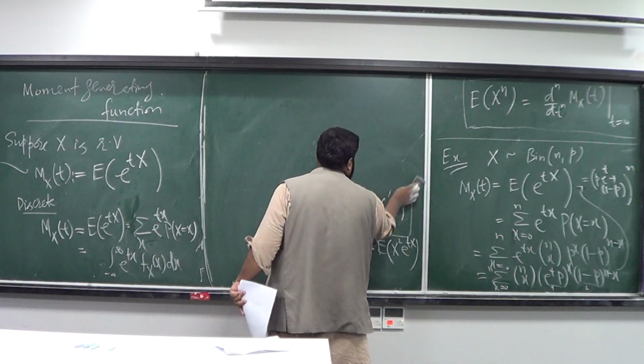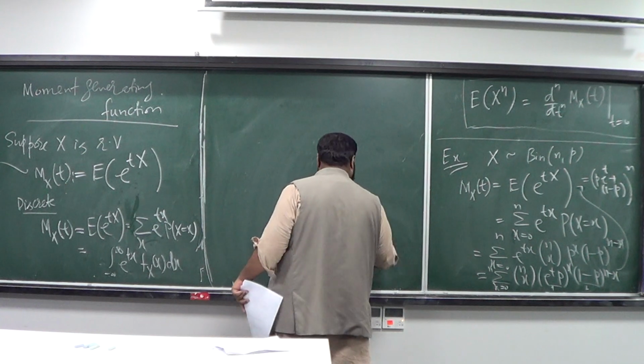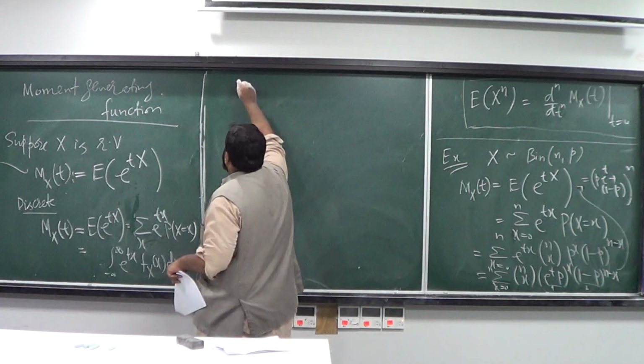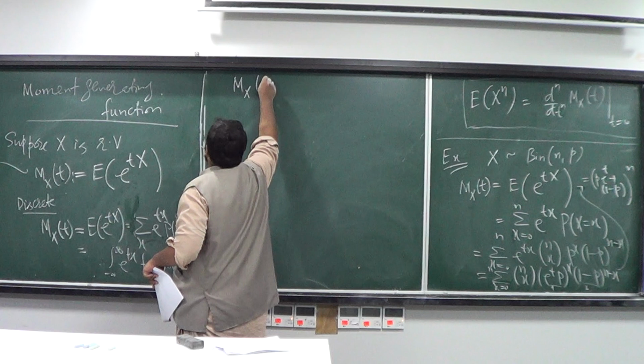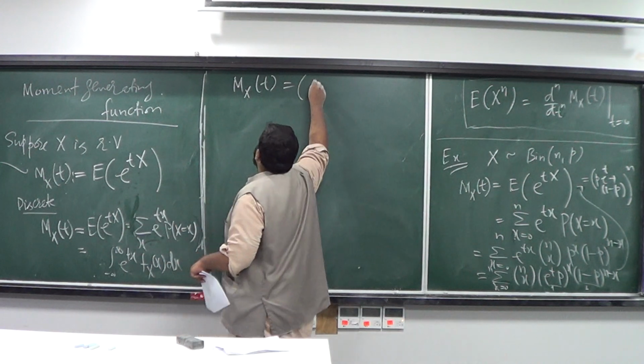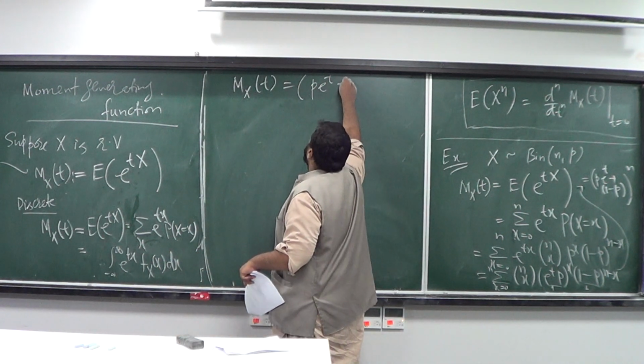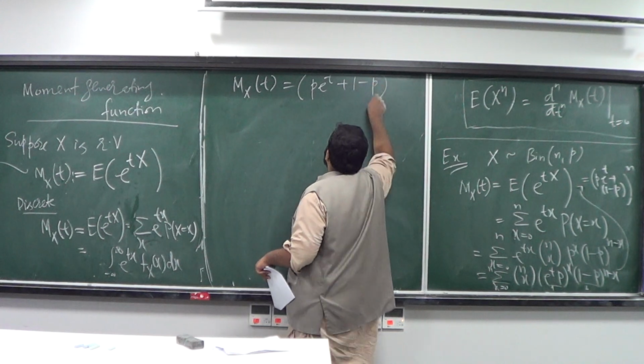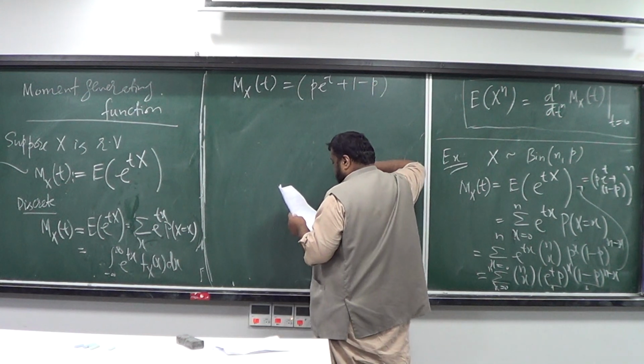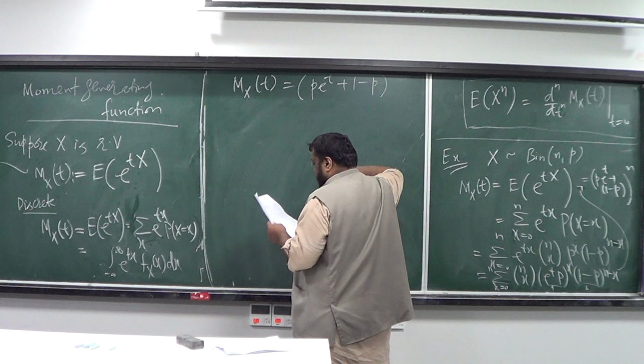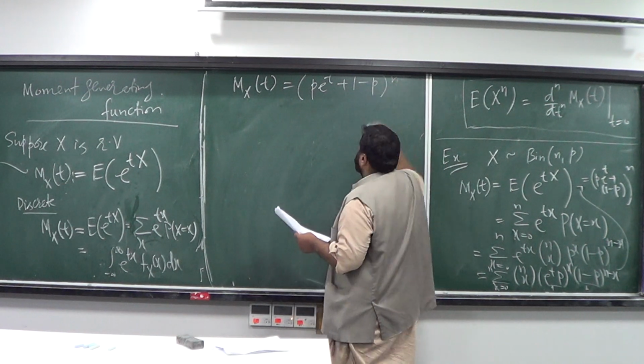So what is that function? The moment generating function of the binomial random variable is p e to the t plus 1 minus p, to the power n. Okay, this is what it is.